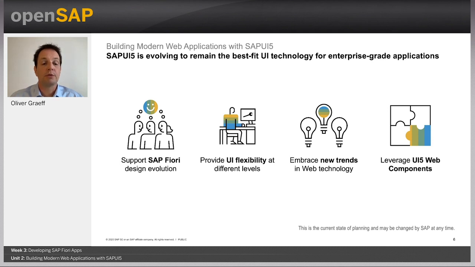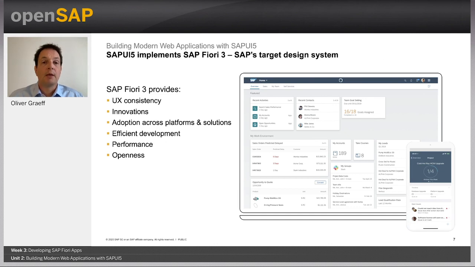So let's go to the first topic, SAP Fiori design. By now, you know that SAP Fiori 3 is SAP's target design system. SAP Fiori 3 provides UX consistency and many innovations from design and user experience aspects. Cards is one example. But there's more to Fiori 3, not just design aspects, but also technology aspects.